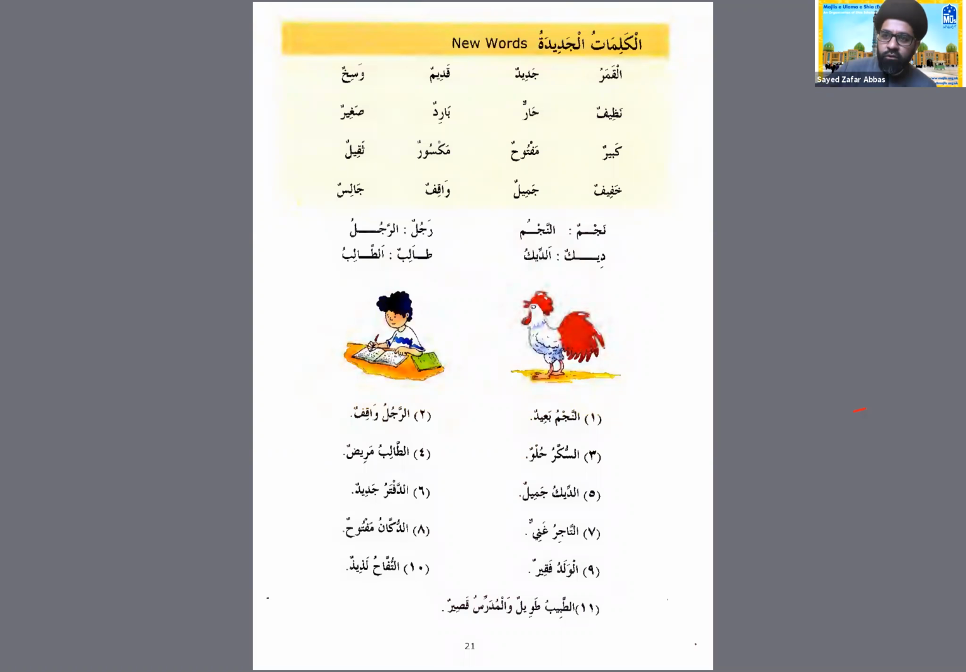Then there's a few more words here that we learned in lesson 1, but now they're teaching us how we put al in front of them. So we learned in lesson 1, najm means star, rajul, man, deek, cockerel, and talib, student. We've got the picture of the cockerel and the student there to help us out.